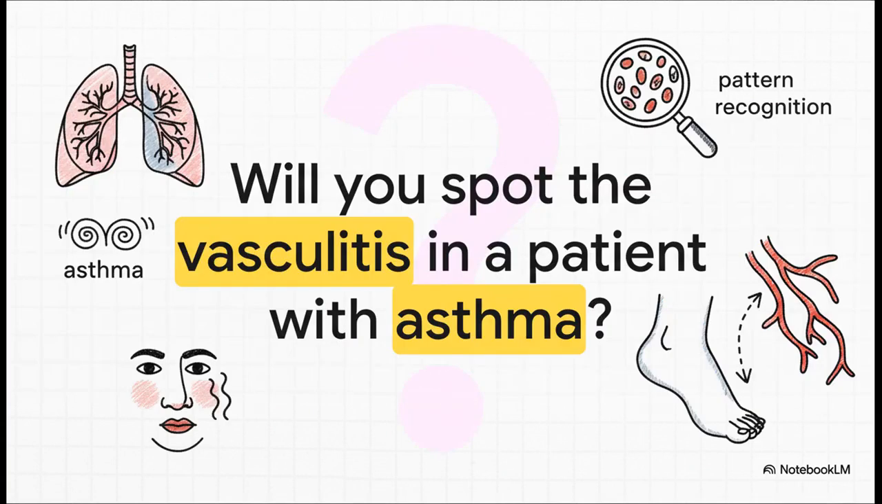And that's really EGPA in a nutshell. The key, as always, is just recognizing the pattern. So the next time you get a board question about a patient with bad asthma and some new nerve pain, you're going to know exactly what you're looking for. You are going to spot the vasculitis. You've got this.